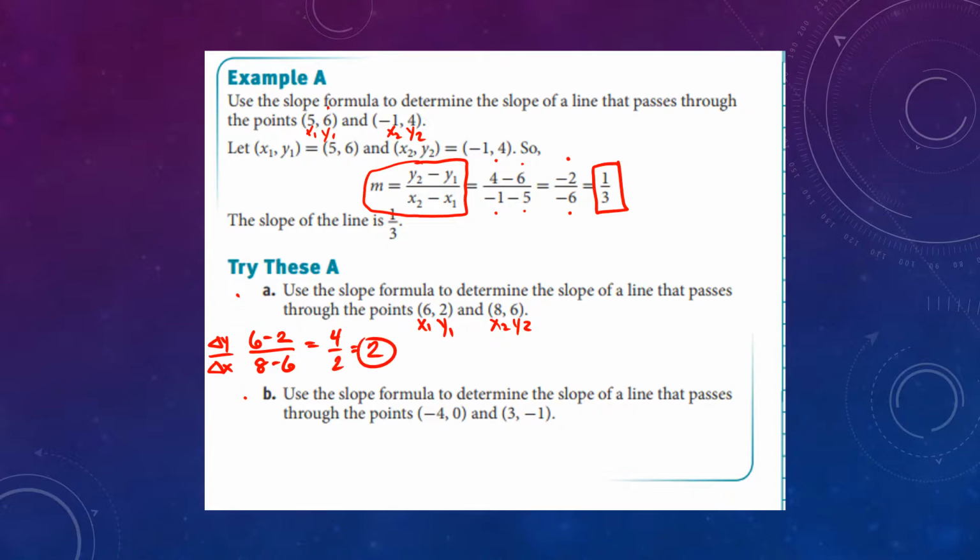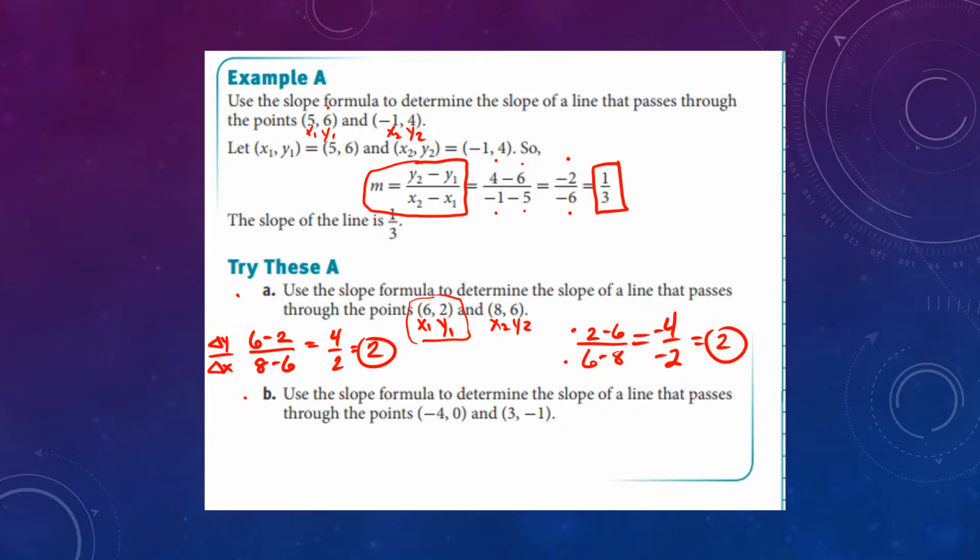I could also do it the other way. 2 minus 6 for my y's and 6 minus 8 for my x's, starting with the first point versus the second point. As long as my numerator and denominator start with the same point, I can do it either way. So this would give me -4 over -2, which would still reduce to 2. So either way is fine.